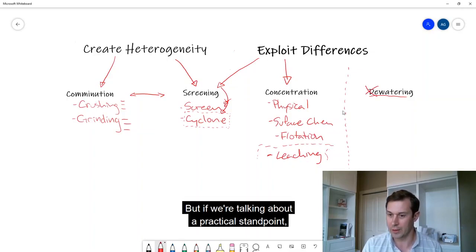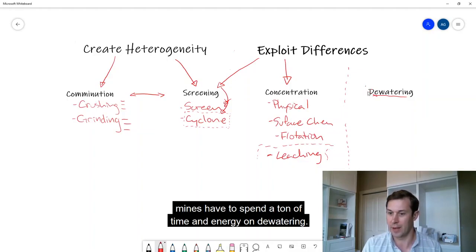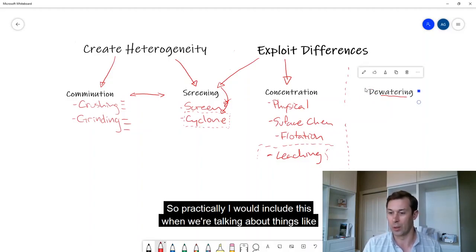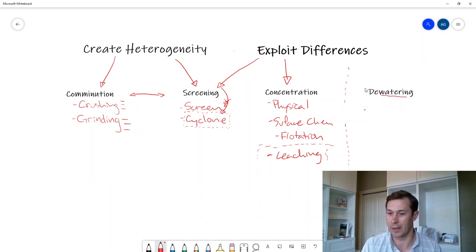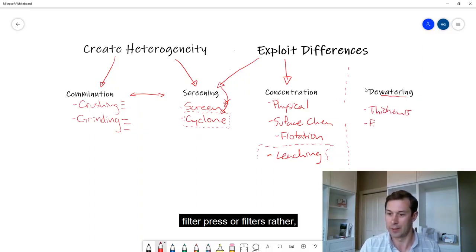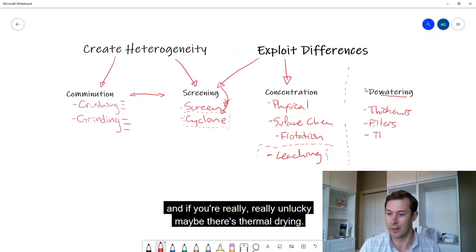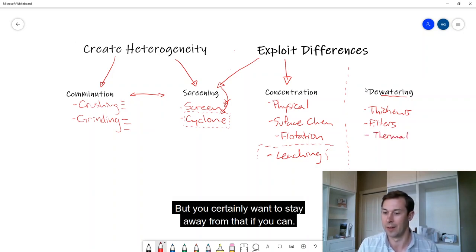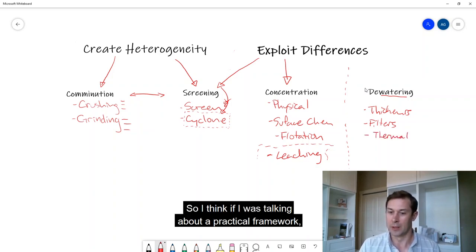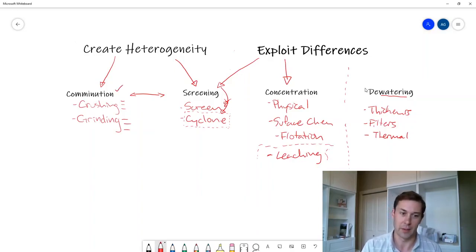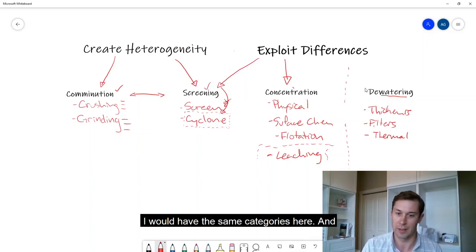But if we're talking about a practical standpoint, mines have to spend a ton of time and energy on dewatering. So practically, I would include this, when we're talking about things like thickeners, filter press, or filters rather, and if you're really, really unlucky, maybe there's thermal drying, but you certainly want to stay away from that if you can. So I think if I was talking about a practical framework, yep, I would have the same categories here.